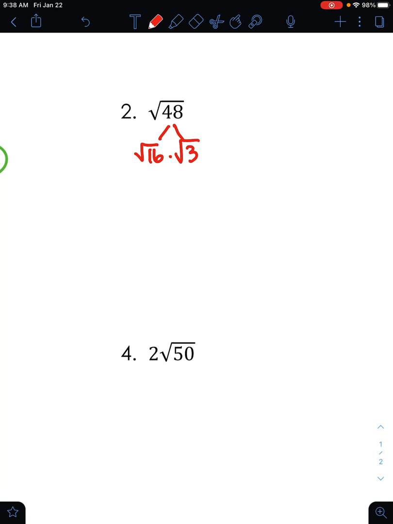Okay, square root of 16 times square root of 3. Of course, square root of 16 is 4. And I know 3 cannot break down any further, so I know I'm done.